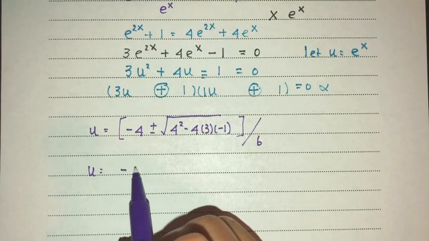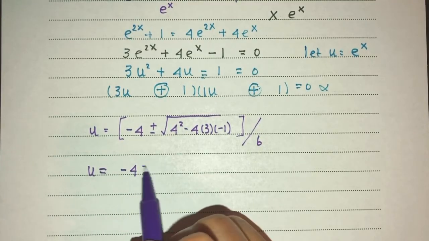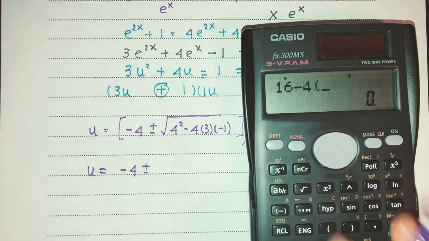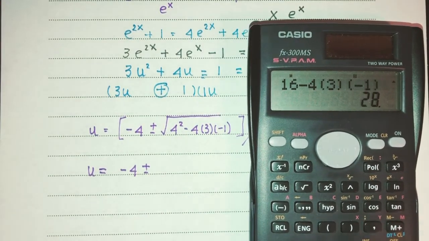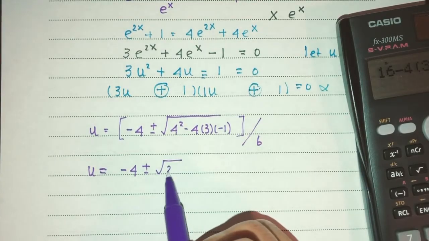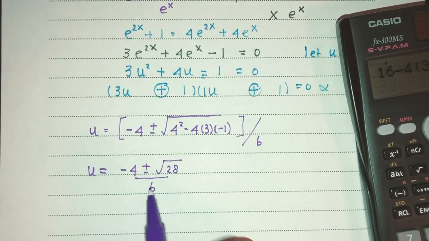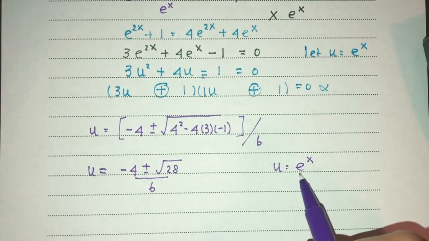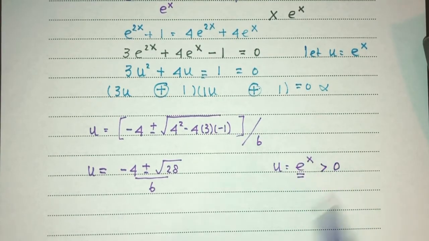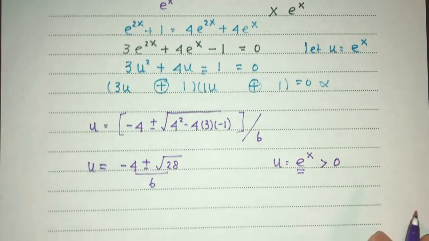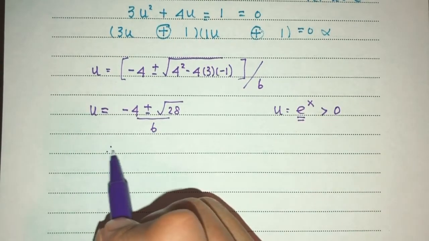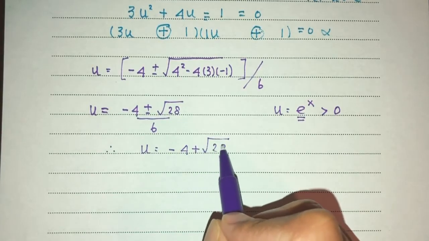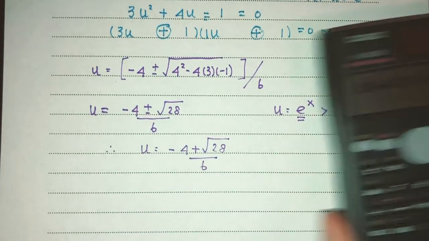U will be minus 4 plus minus the square root of 4 squared, which is 16, minus 4 times 3 times minus 1. That is 28 over 6. But now we know that u is actually exponential of x, and this value is always going to be positive, so we cannot take the minus value. We have to reject that one, so we will remain with the positive value. So minus 4 plus root of 28 over 6.